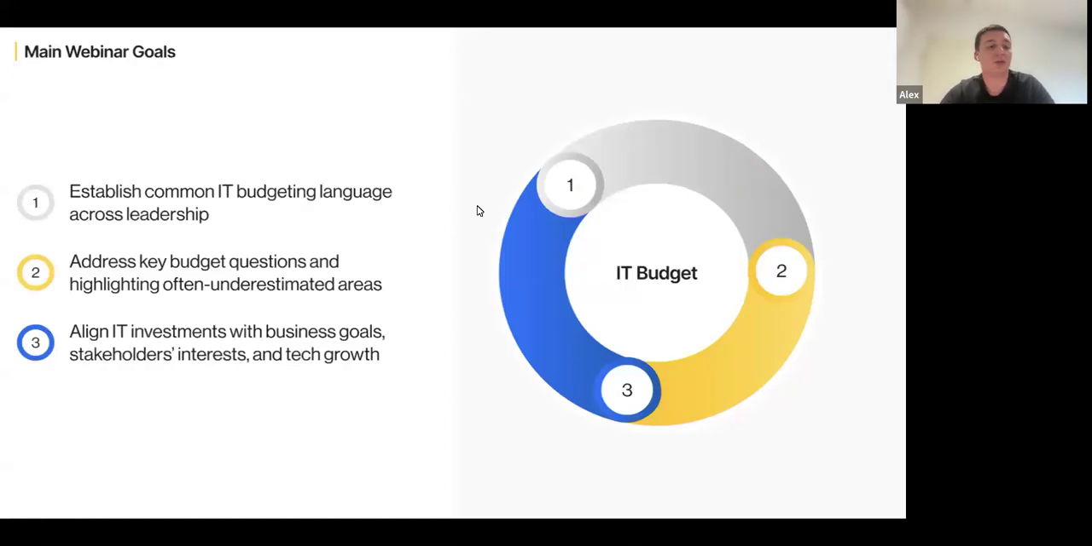Our main goal for today is to establish a common IT budgeting language across leadership. Also, we'll address key budget questions and highlight some often underestimated areas. And we will talk about aligning IT investments with business goals, stakeholders' interests, and tech growth. So we have set our goals, and let's tackle 7 key questions to achieve them.